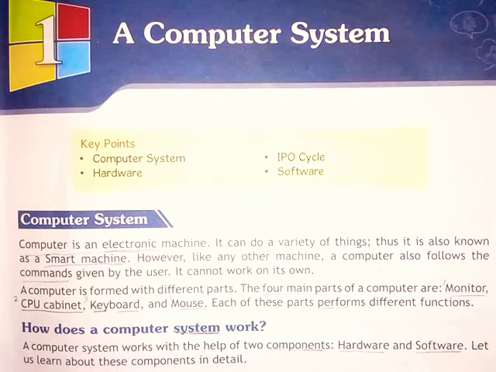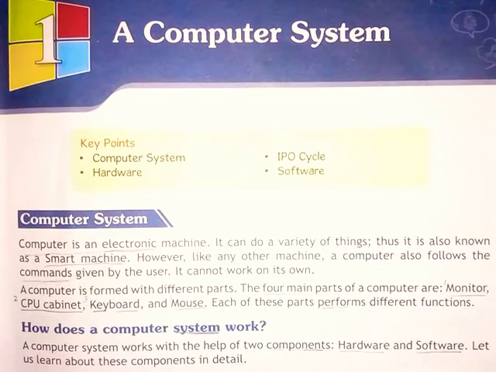However, like any other machine, a computer also follows the commands given by the user. It cannot work on its own. A computer is formed with different parts. The four main parts of a computer are monitor, CPU cabinet, keyboard, and mouse. Each of these parts performs different functions.